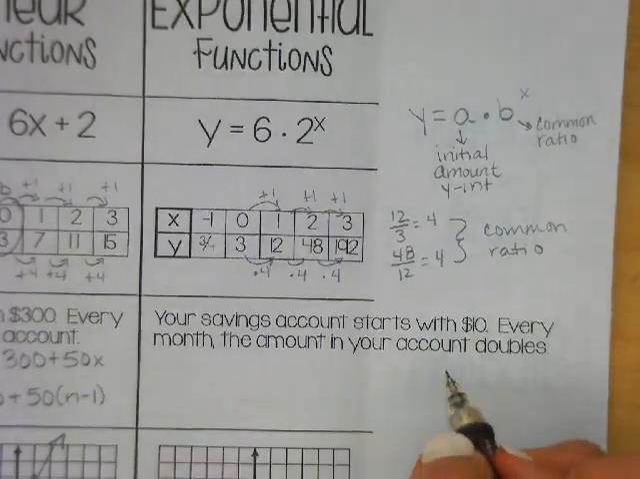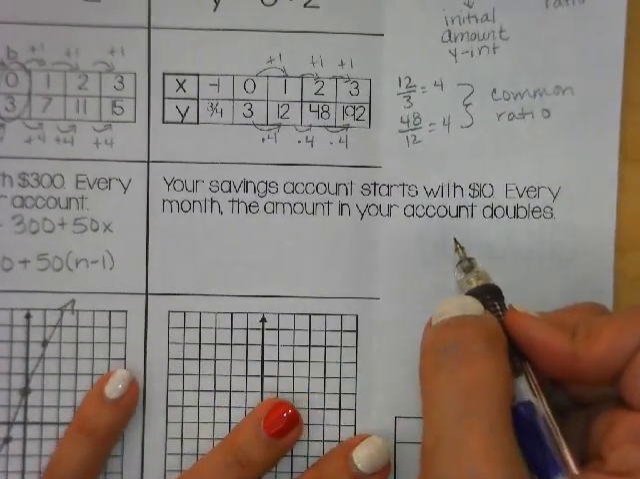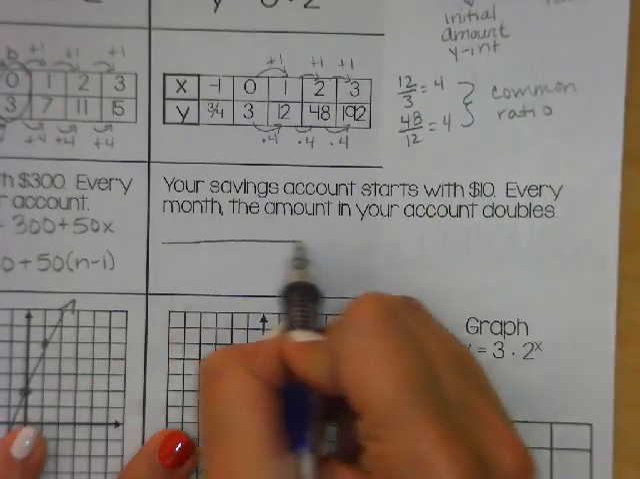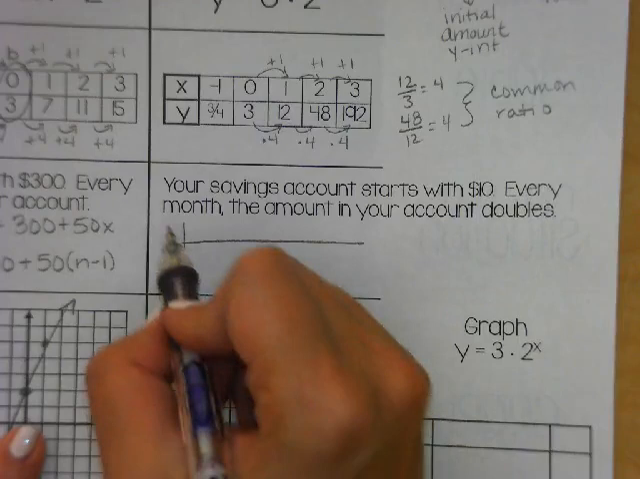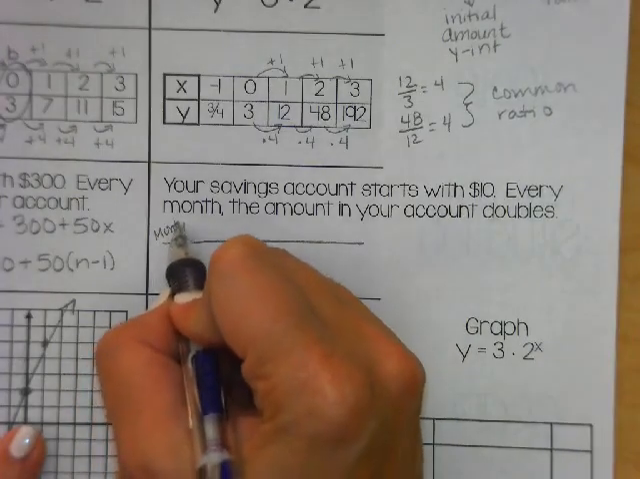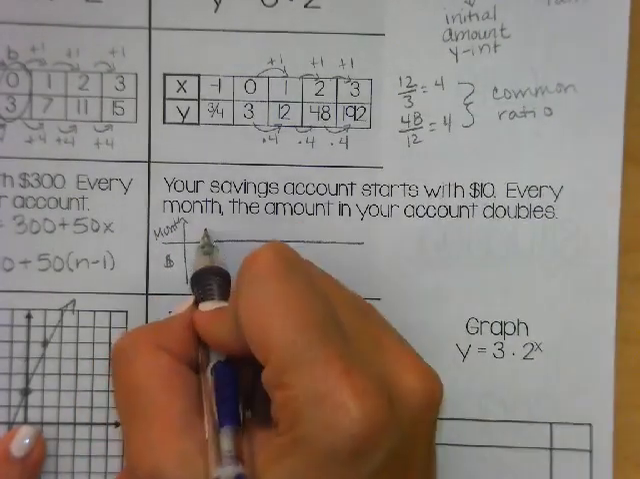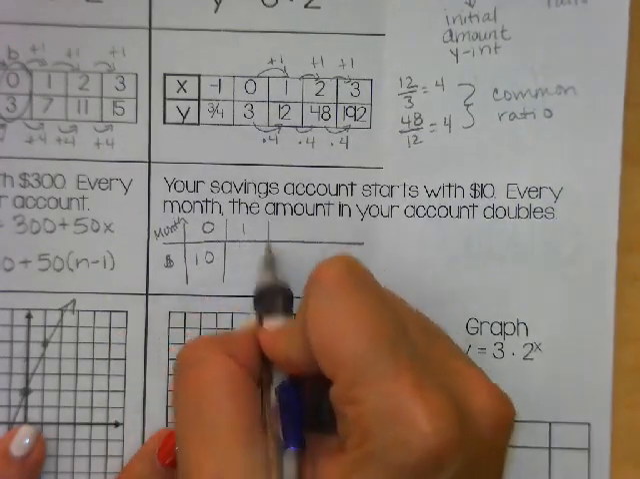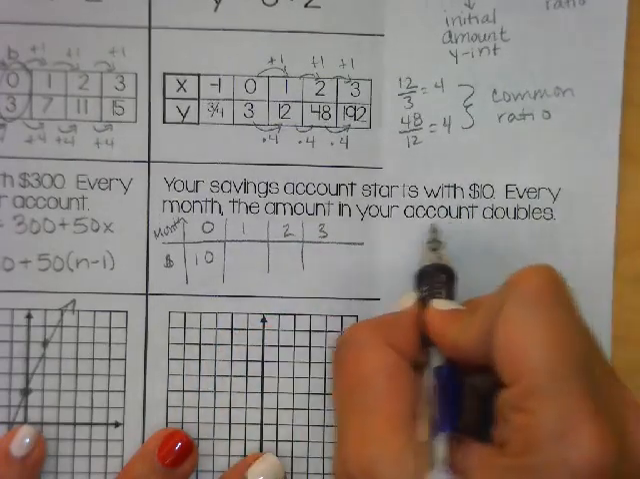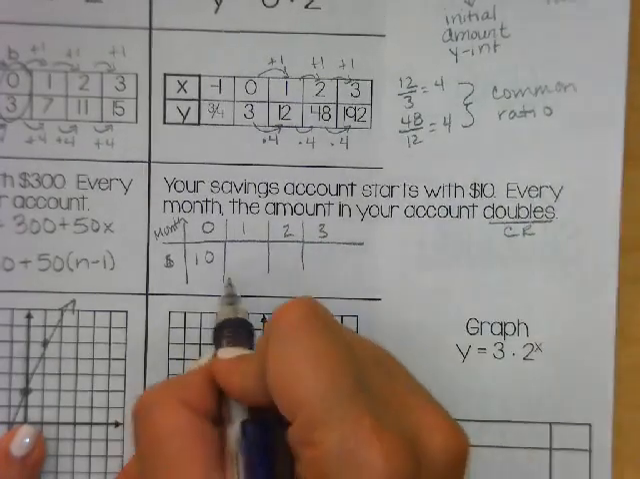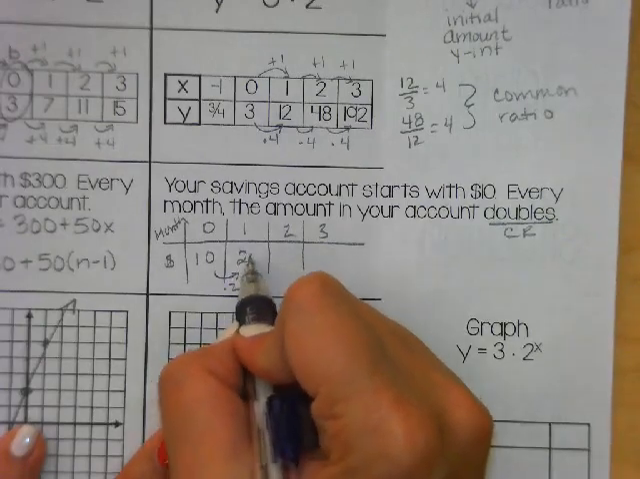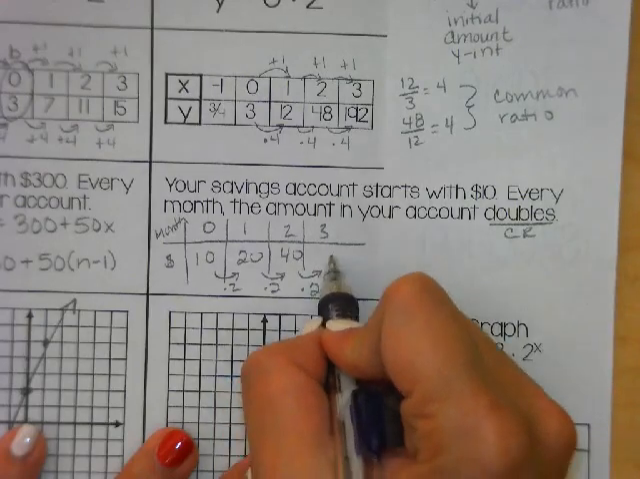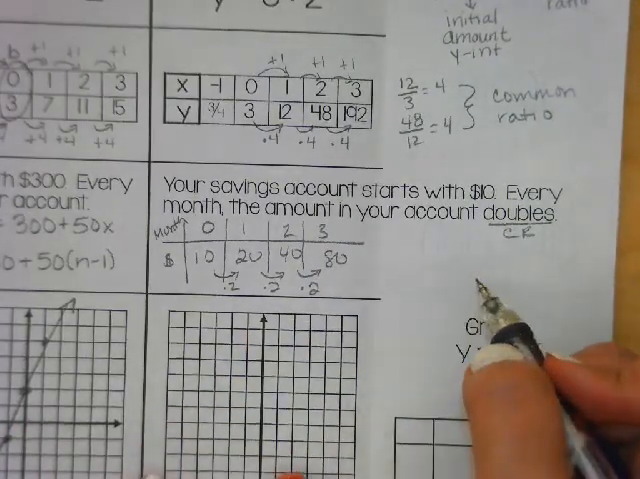If we were to look at a word problem, your savings account starts with $10 and it doubles every month. So we have month here, we have money. If we're starting with $10 and it's going to double, that means that common ratio is times 2. So 20 times 2, 40 times 2, 80.